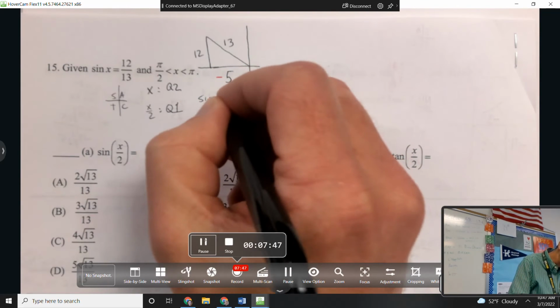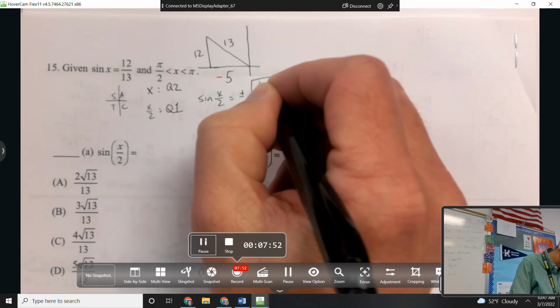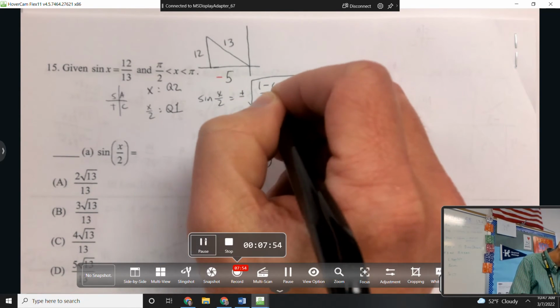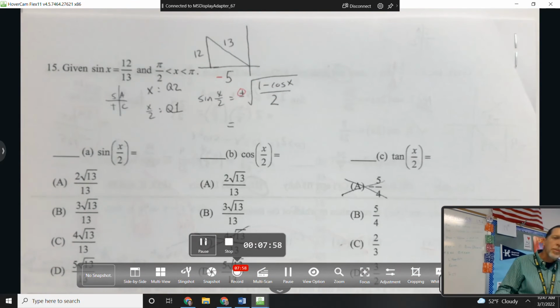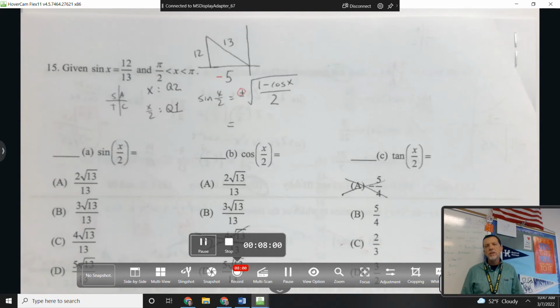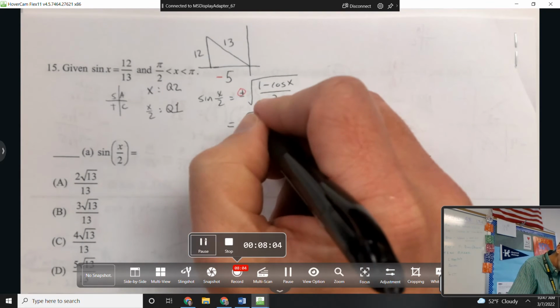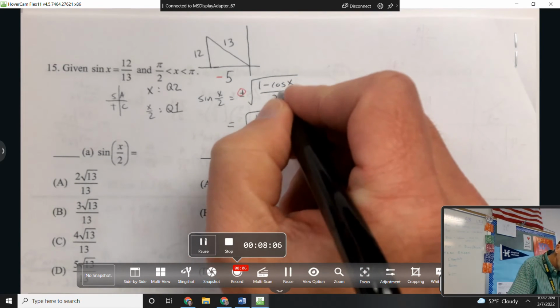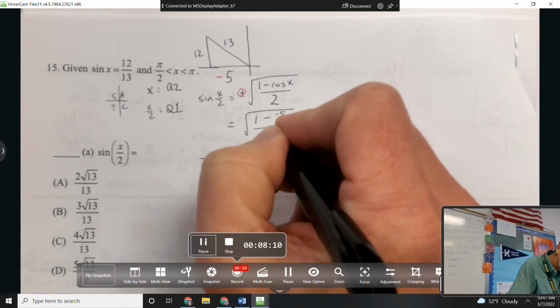All right, sine of x over 2 is plus or minus the square root of 1 minus cosine x over 2. Now, we already said we're picking the positive one, so I don't really need to write the negative thing anymore. Cosine is negative 5/13, all over 2.